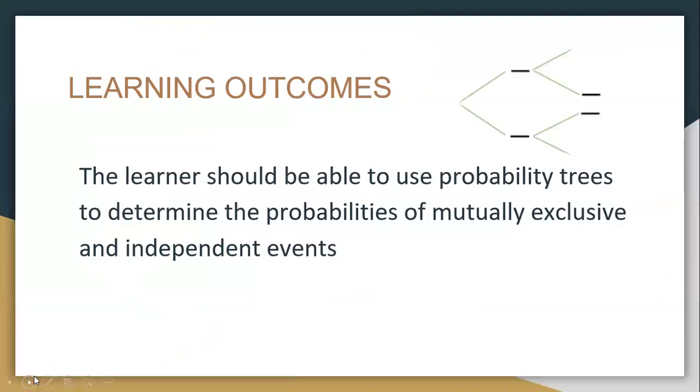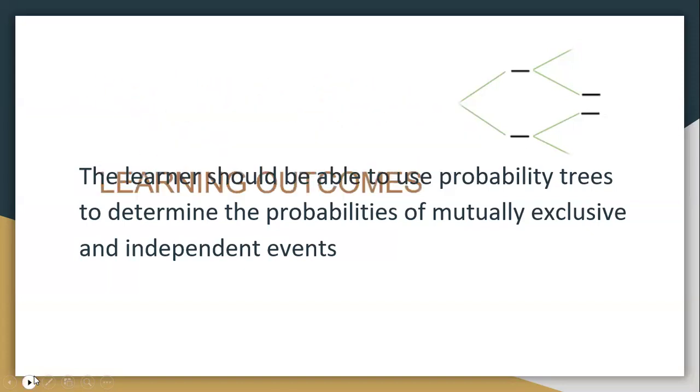And what is our key learning outcome today? Our key learning outcome is that by the end of this lesson, you should be able to use probability trees to determine the probabilities of what we call mutually exclusive and what we call independent events. Yesterday, we looked at mutually exclusive and independent events. So we are building from what we had yesterday.